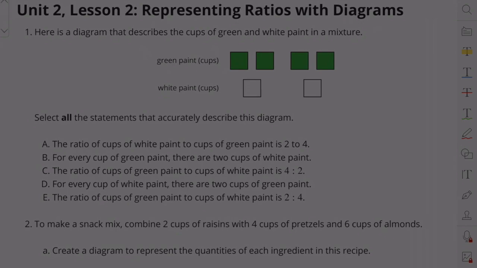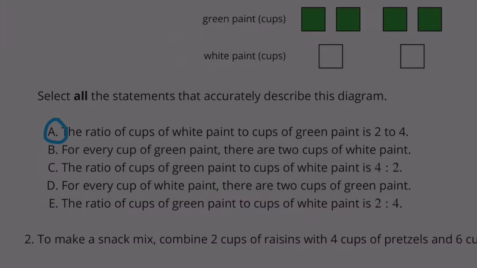A. The ratio of cups of white paint to cups of green paint. That is correct. B. For every cup of green paint, there are 2 cups of white paint. It's actually the other way around. It should be for every 2 cups of green paint, there's 1 cup of white paint.